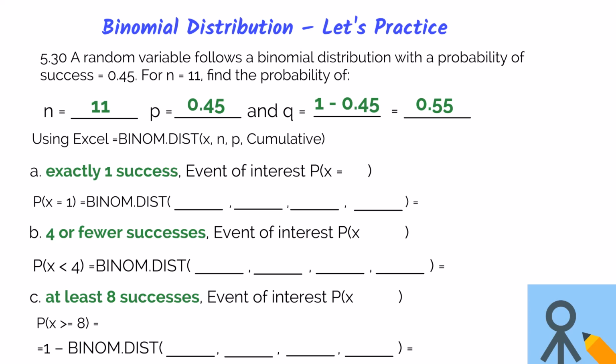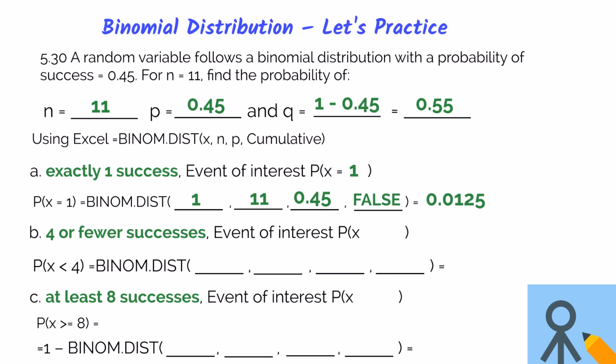So in A, we want to know the probability of exactly one success. So the event of interest here is P of X equals 1. So we're going to plug in 1 for our X, 11 for our N, 0.45 for our probability of success. We know that we want the probability of exactly 1, so we won't be adding up the probabilities. That means we'll use false for cumulative. We plug that into our Excel formula and we get 0.0125.